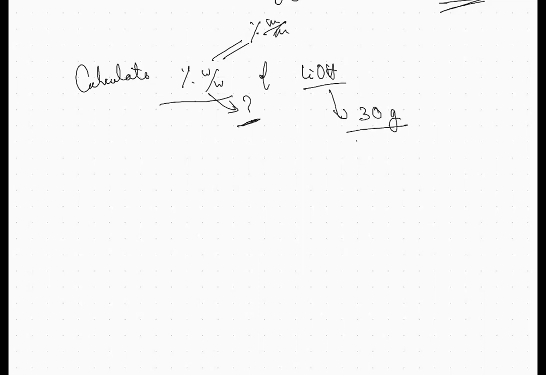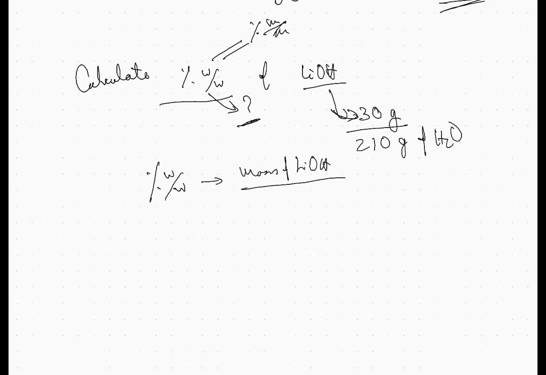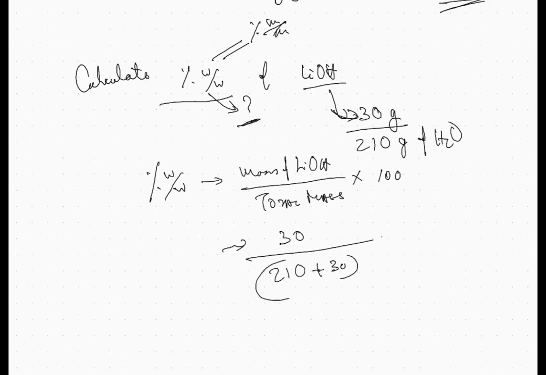So what do you do? The definition of weight to weight or mass to mass is the mass of lithium hydroxide, the solute, over the total mass, times 100. Okay, so I will put 30 here. Here would be 210 plus 30, which is 240, times 100. So 30 divided by 240 times 100, I get 12.5%. That's the weight to weight percent or mass to mass percent. These are straightforward applications of the formula, but you need to know why you applied them, how those formulas were derived, and what the basis for that is.